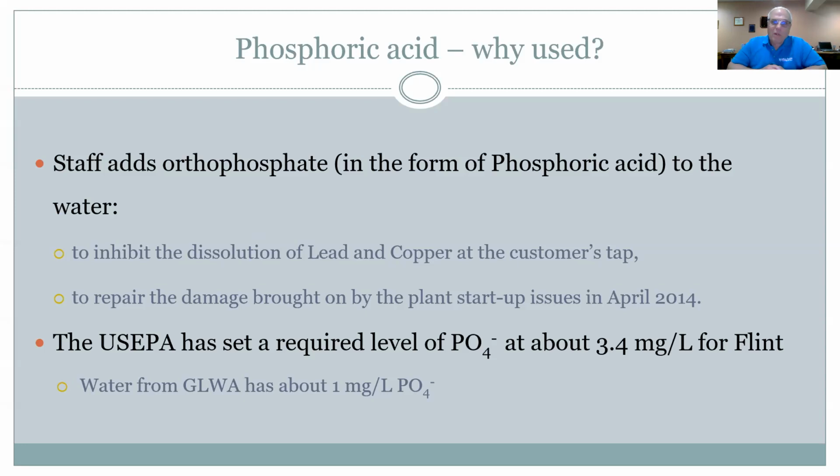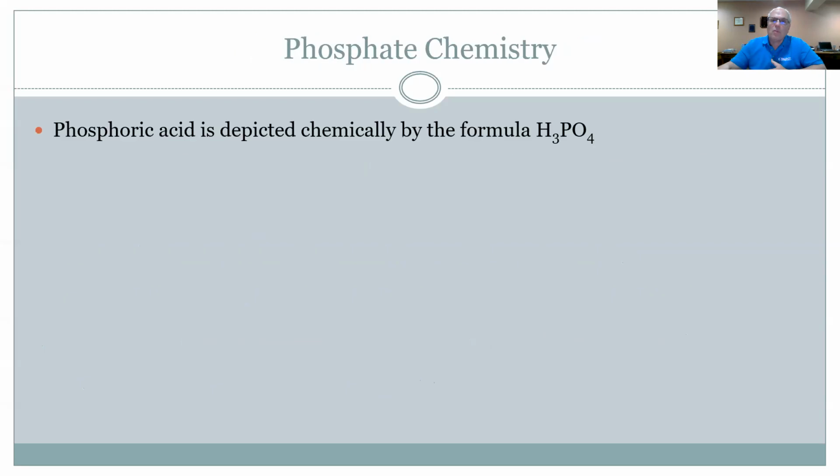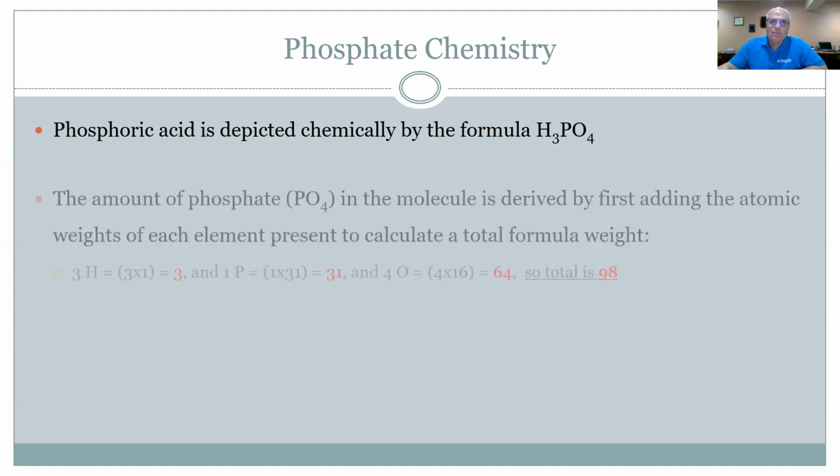Now, US EPA set a required level of phosphate, not phosphoric acid, but phosphate, at 3.4 milligrams per liter roughly for Flint. And remember, the water from Great Lakes Water Authority was coming in and already had about 1 milligram per liter phosphate in it. So they had to boost it from 1 up to 3.4. So phosphoric acid, as I mentioned before, was depicted chemically by the formula H3PO4. So let's dissect that chemical molecule.